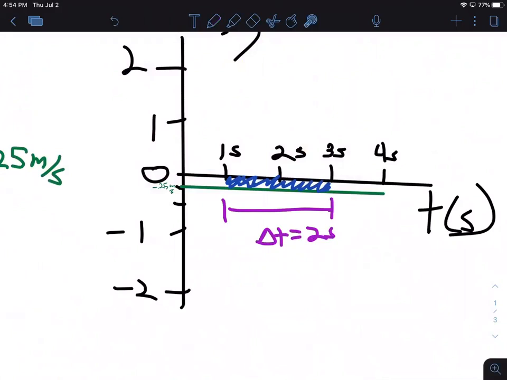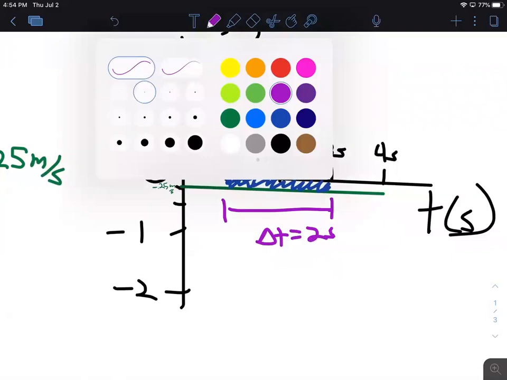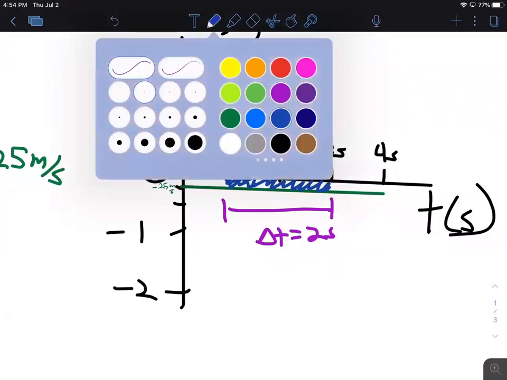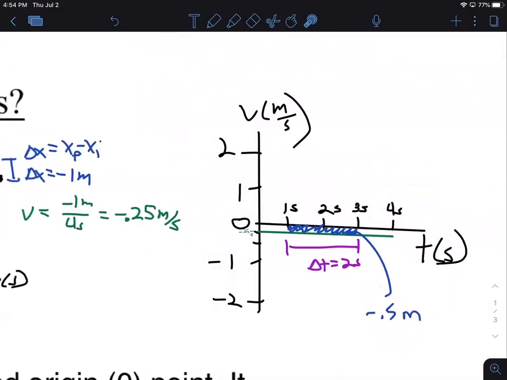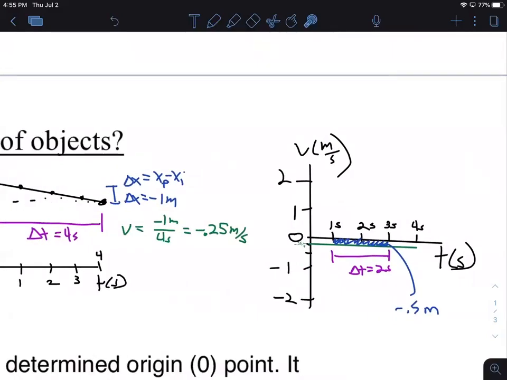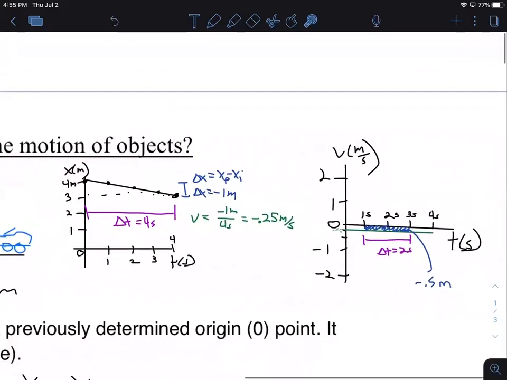And the height of this rectangle would be 0.25. So from the first to the third second, this object undergoes a displacement of 2 times 0.25 is 0.5, negative 0.5 meters. So it travels in the negative direction 0.5 meters. Doesn't mean it's at a negative position now, it's just traveled in the negative direction, 0.5 meters. And that's model 1.